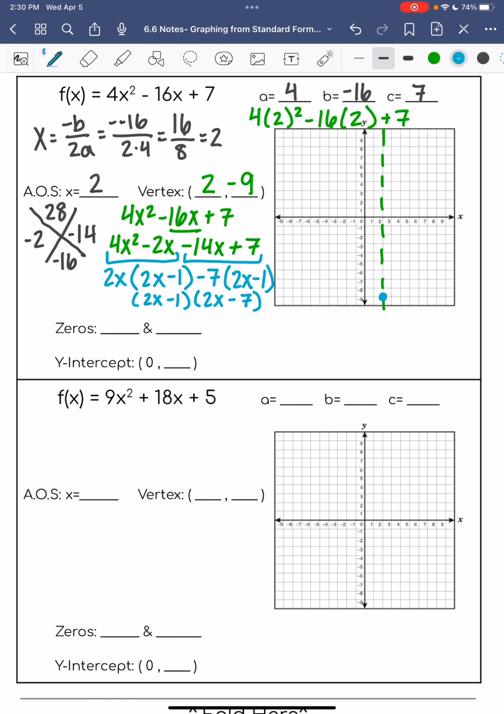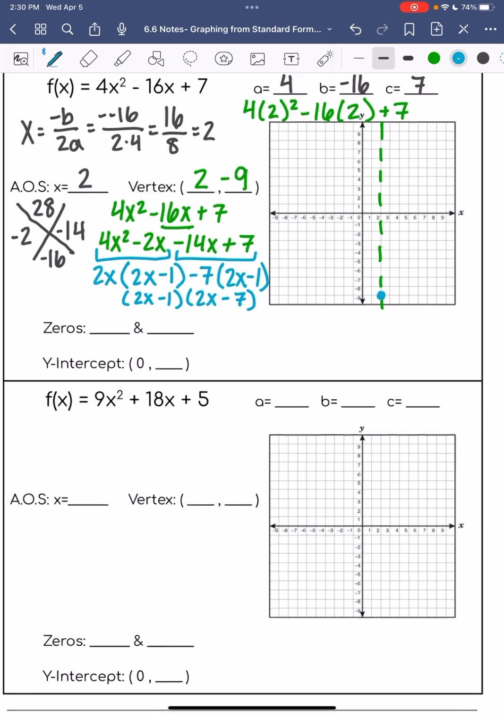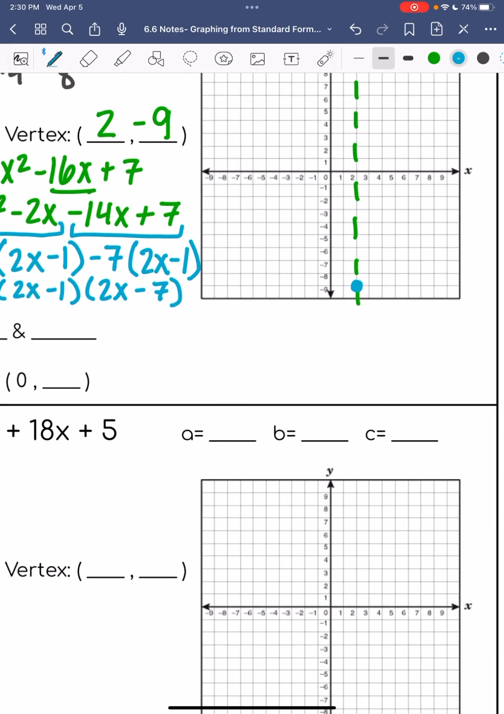Okay, at this point, if you have questions about factoring, either go back and do 6.4 if you haven't, or ask for help if you need help. I am going to zoom in here just so I can write a little bit smaller. I'm going to take each of those factors, 2x minus 1 equals 0 and 2x minus 7 equals 0. So I'm setting them each equal to 0.